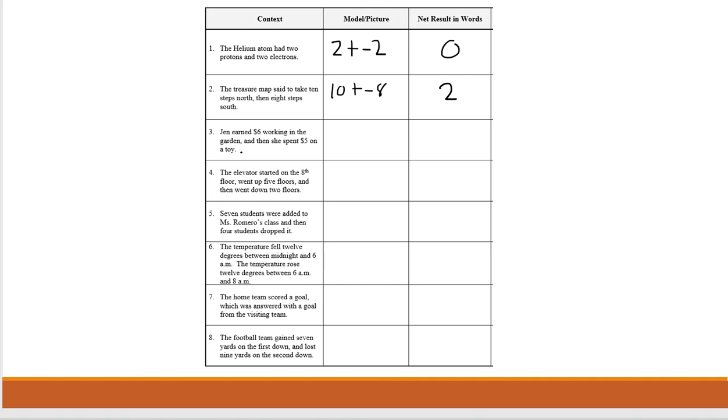Okay, the next one. Jen earned $6 working in the garden. That would be like a positive 6. And then she spent $5 on a toy. So if she has 6, but then she spends 5, she only has 1 left. She only has $1 left. The elevator started on the 8th floor. Okay, I better draw this over here. So started on the 8th floor and then went up 5 floors.